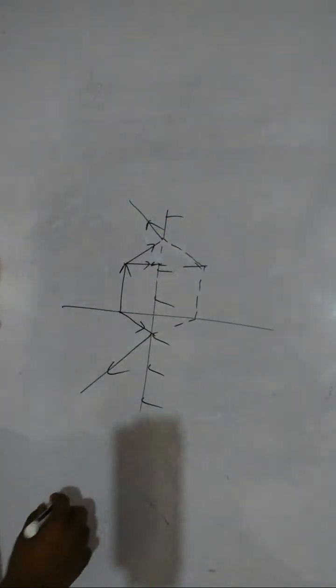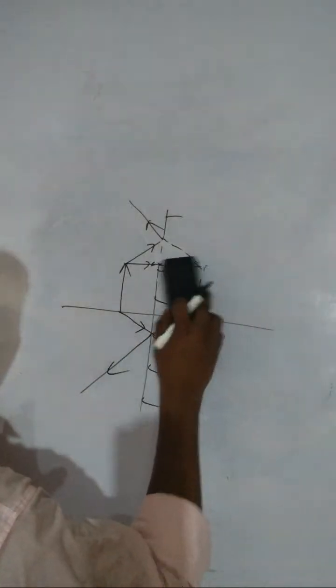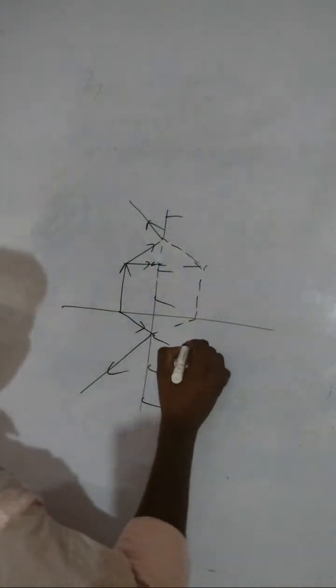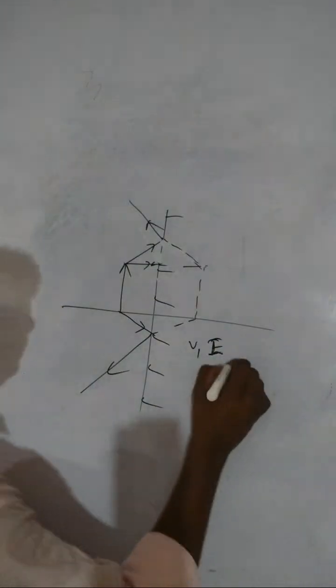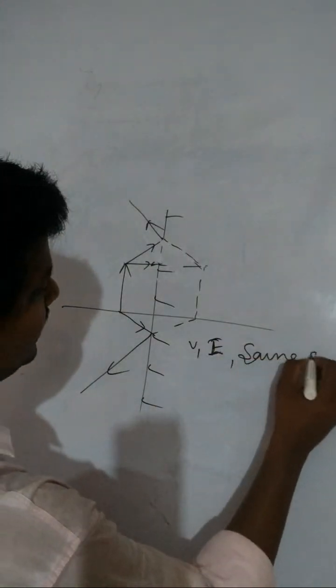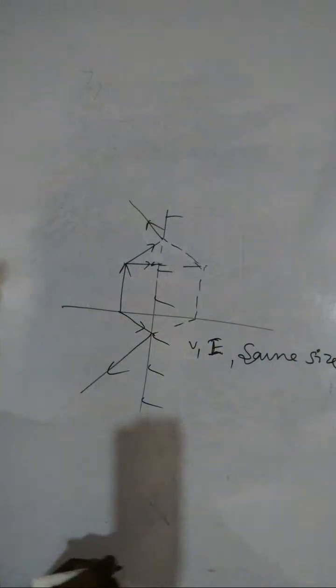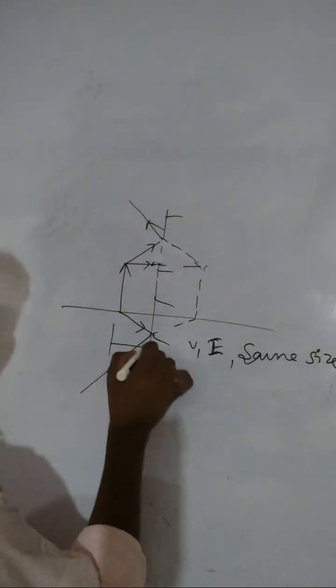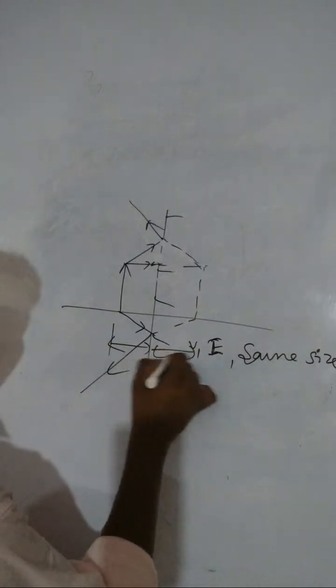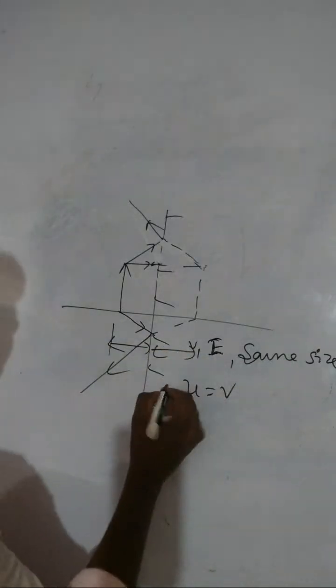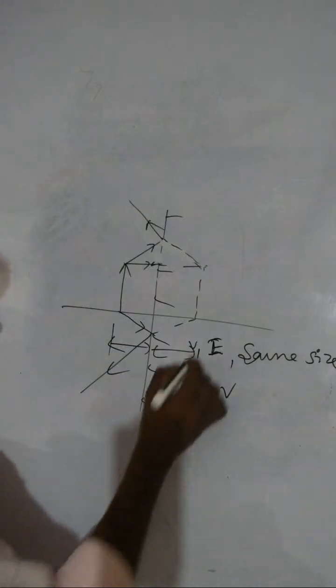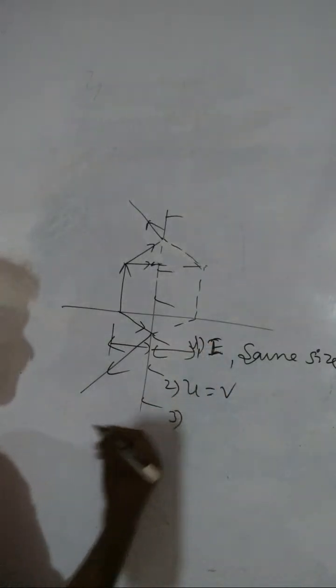By this we can understand that the image formed in a plane mirror is virtual, erect, and the same size. The distance from the object to the mirror is equal to the distance from the mirror to the image, so u equals v. And the third point is that it shows lateral inversion.